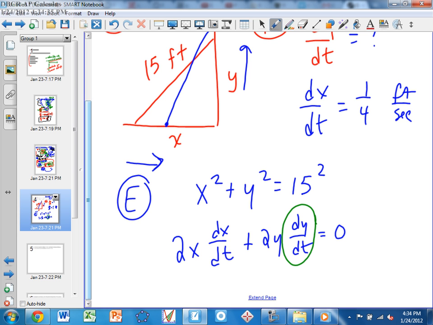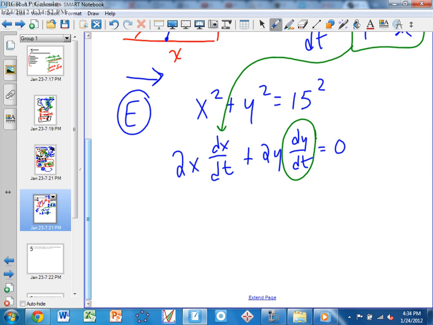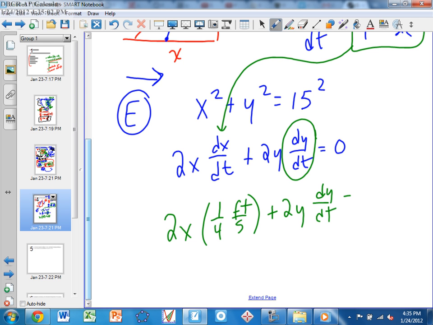We know dx/dt, that's given right here, so I can immediately place that in there. But I don't know what x and y are. And how do I incorporate this time? Probably use substitution. Okay, fair enough. Let's continue this process, though, before we go any further. Let's plug in: 2x times dx/dt, which is 1/4 feet per second, plus 2y dy/dt equals 0.